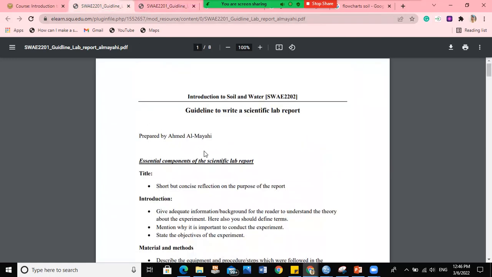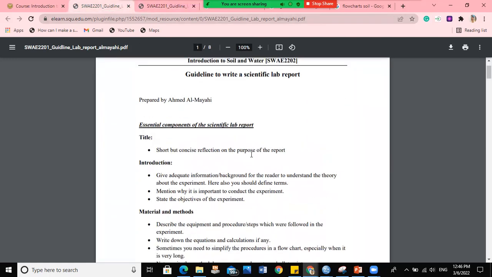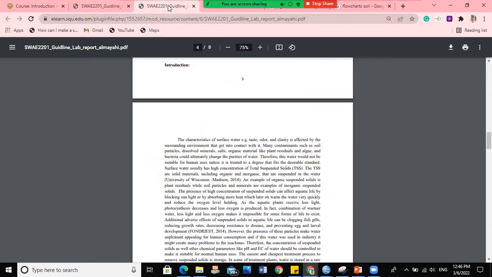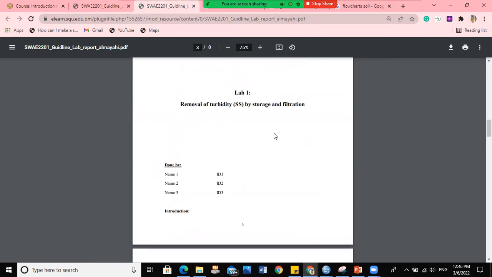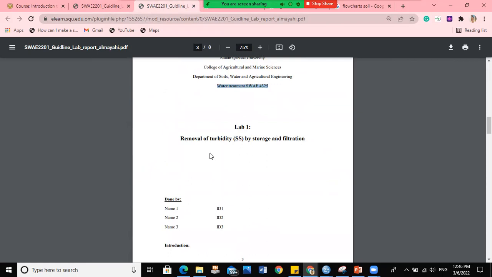So what is the title? The title should be short and concise. For example, your first experiment with the lab report will be determination of soil texture by hydrometer. So you would write lab 4, for example, determination of soil texture by the hydrometer method, and so on.